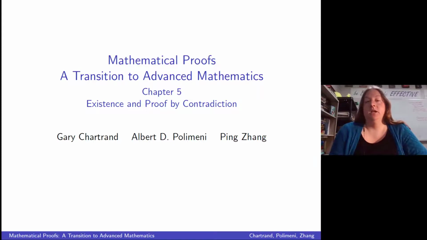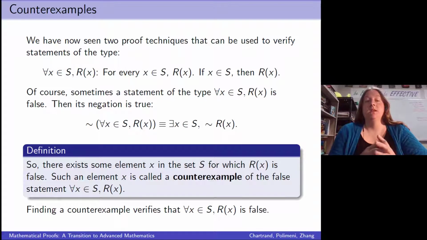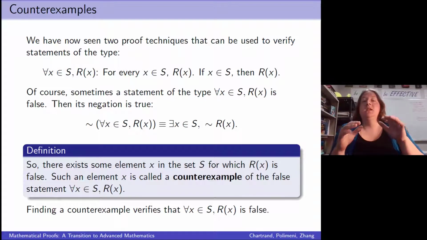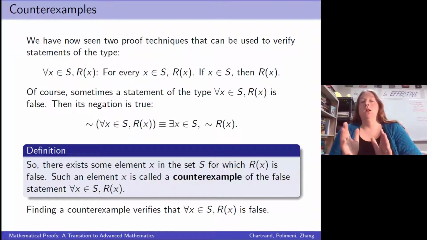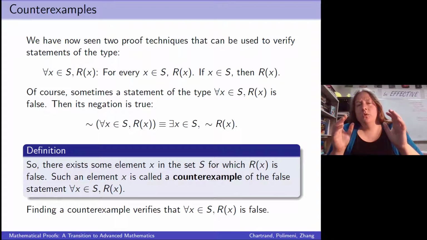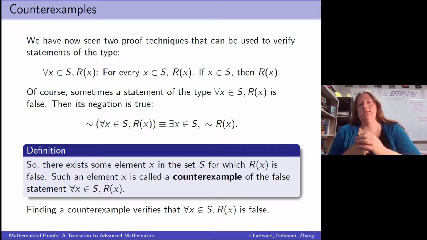Today we're going to take a look at counterexamples. So we've seen two proof techniques. We've seen direct proofs and contrapositive proofs, both for a statement that's basically a for all elements in a set. Then we've got some statement. So for example, this might read something like for every x in S, then R of x. So we haven't talked about what if the result that we're trying to prove is actually false.